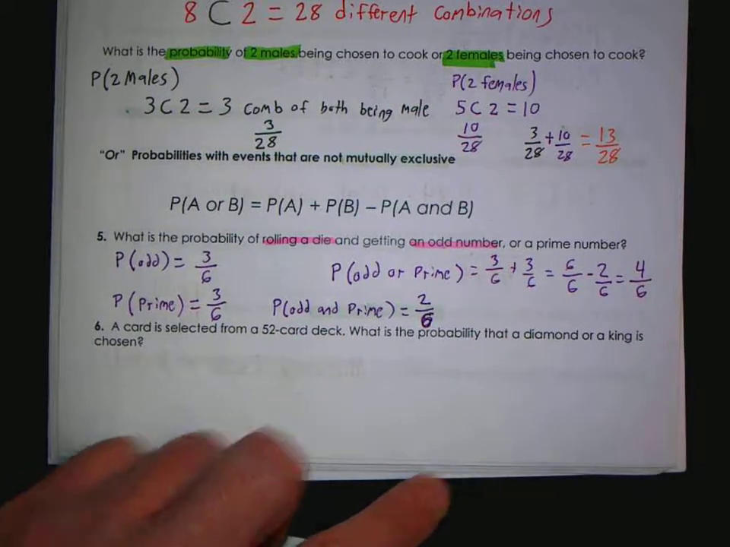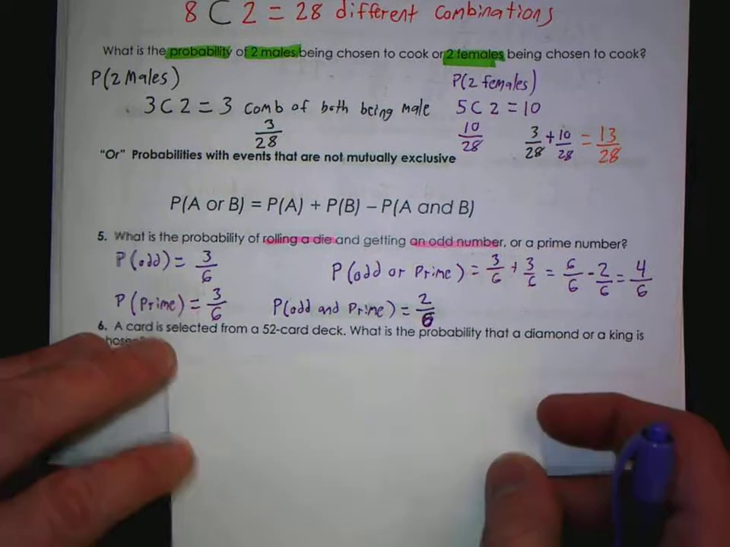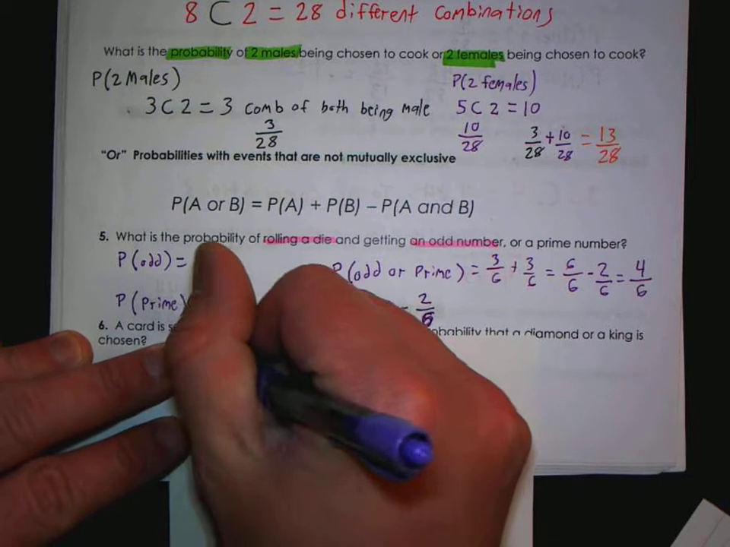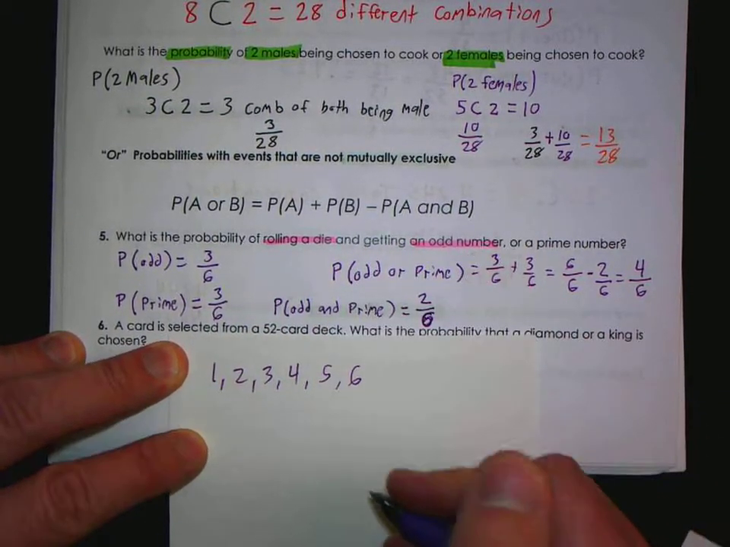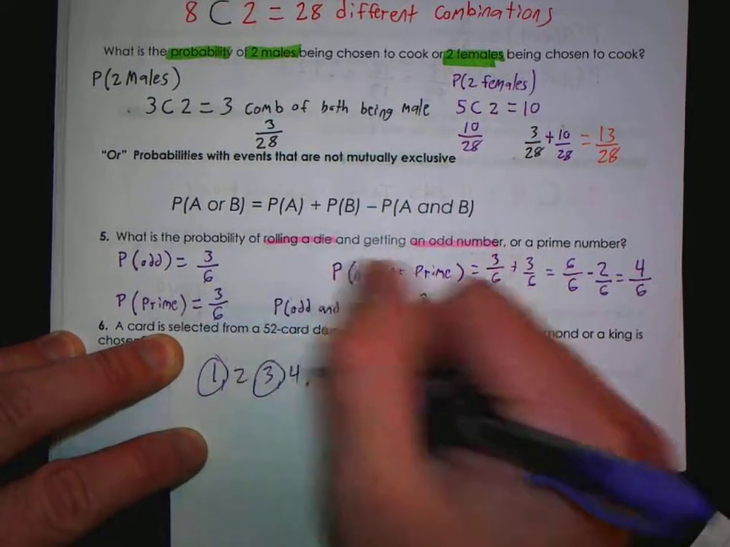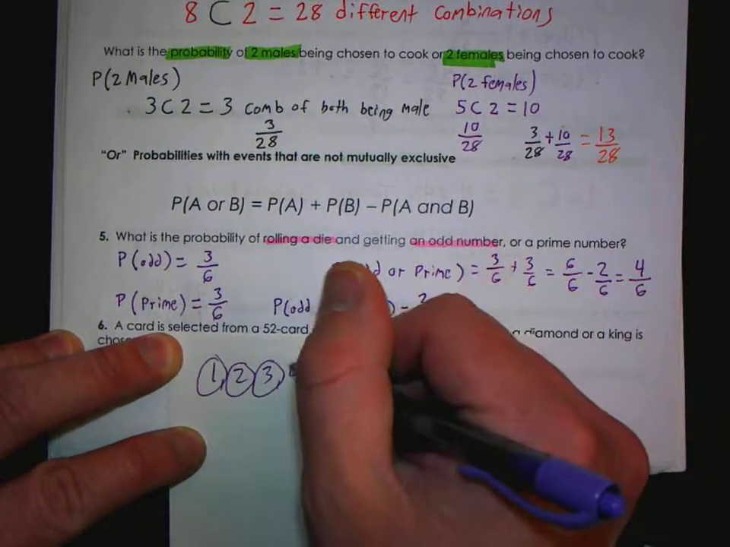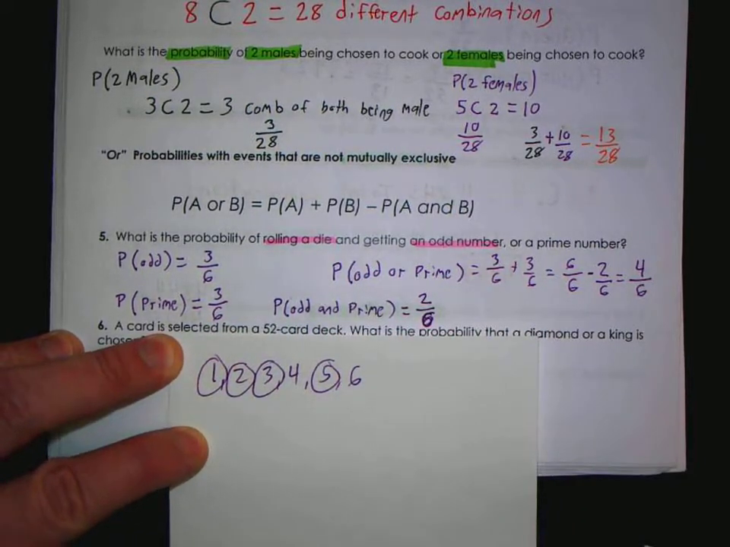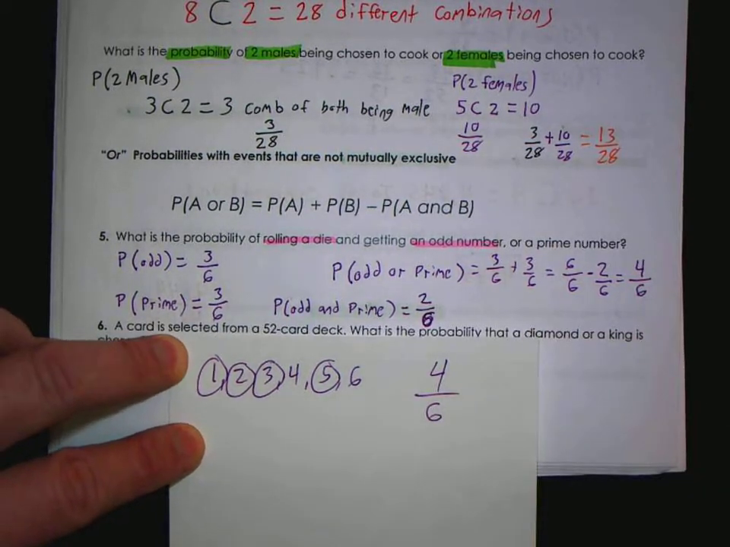4 out of 6. So 4 out of 6 of those. Now that's not how I do these problems. What I do is I write down the numbers, and I circle all the odds, and then I circle all the primes. So how many did you circle? 4 out of 6.